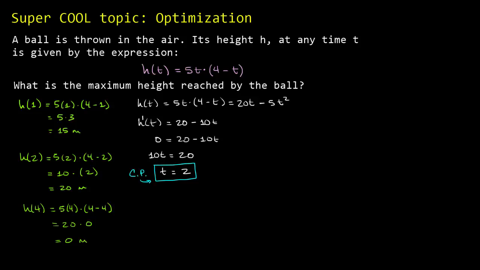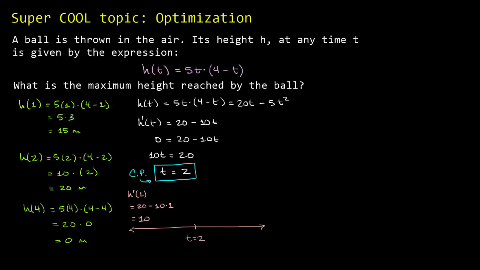So we have to test this one, just like we have done before, to figure out whether it is a maxima or not. Of course, this is a very simple case, and you've very likely already figured out that this is going to be a maxima, but I'm still going to prove it. So I'm going to test h prime of 1. Why not 1? We substitute: 20 minus 10 times 1. So this would be equal to 20 minus 10, which makes a positive 10.